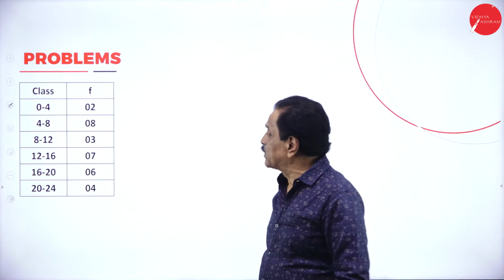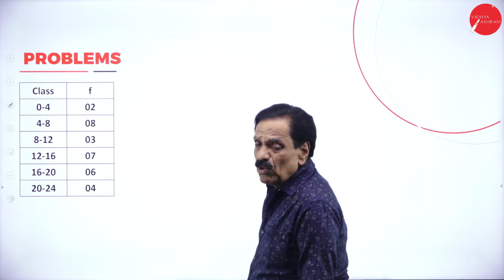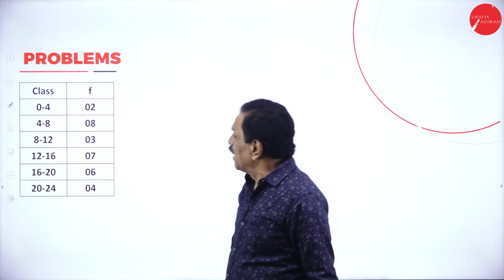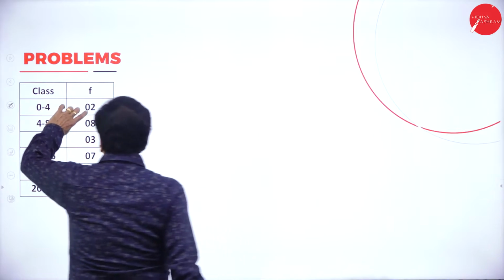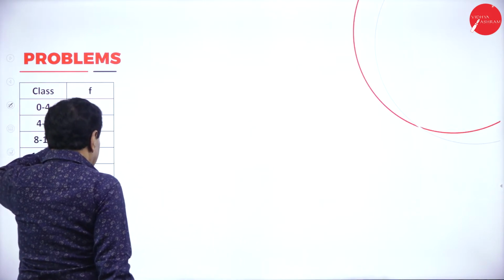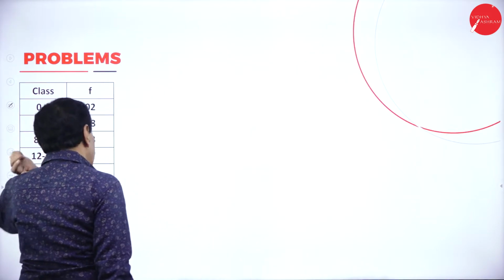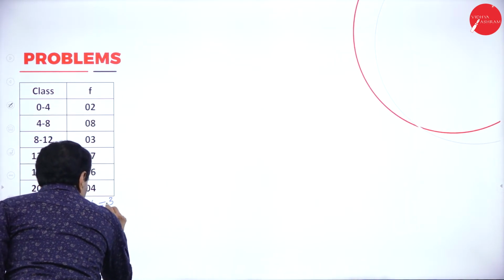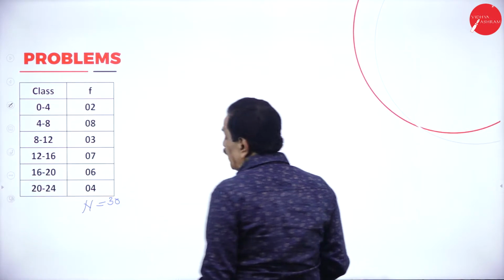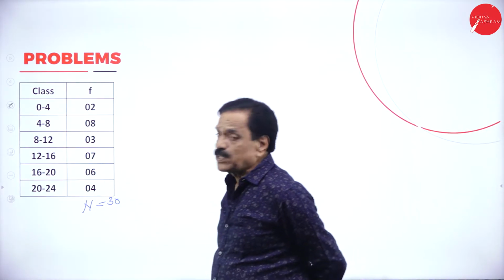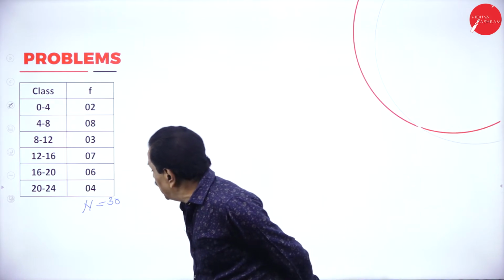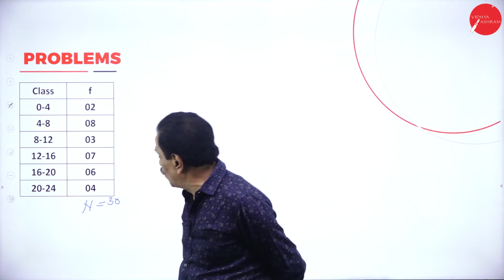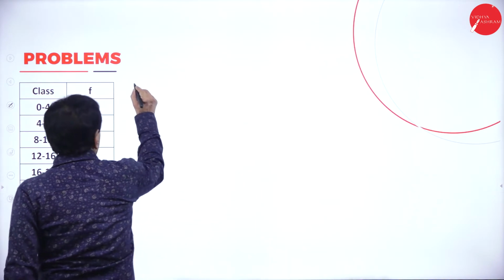Class goes like this. 0 to 4, 4 to 8, 8 to 12. What is the first step to do? Add the frequency. 2 plus 8 is 10, 10 plus 3 is 13, plus 7 is 20, plus 6 is 26, plus 4 is 30. Therefore, n is equal to 30. You add one by one. Make the cumulative frequency.